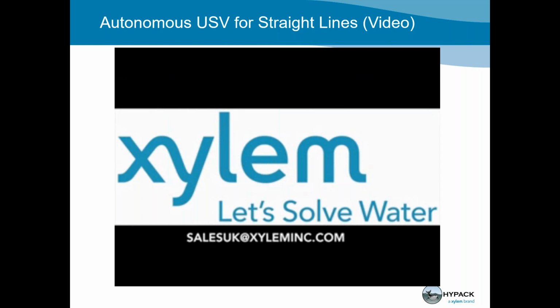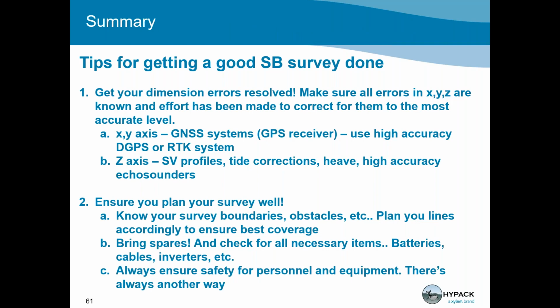All right, the next slide that I'd like to go through is mainly tips on getting a good single beam survey done, and it's a summary of a lot of other points that I'd like to make before I end my part. There are 2 points here. One is to get your dimension errors resolved, and the other is to ensure you plan your survey well. For the first point, you should always make sure that all errors in your X, Y, and Z are known, and that effort has been made to correct them to the most accurate level.